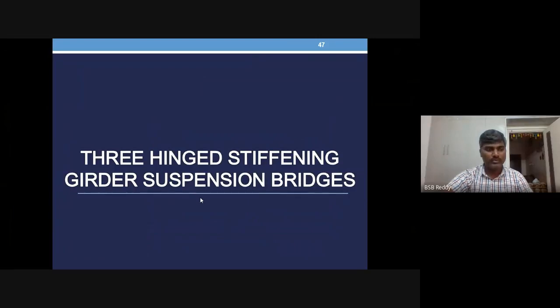As introduced to you in the initial lecture, there are two types of stiffening girders based on the number of hinges available. Mostly the stiffening girders are of either two-hinged or three-hinged type. Let us take the three-hinged stiffening girder first. What is meant by a girder?